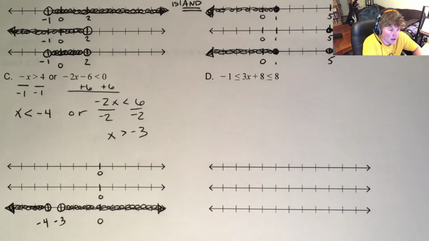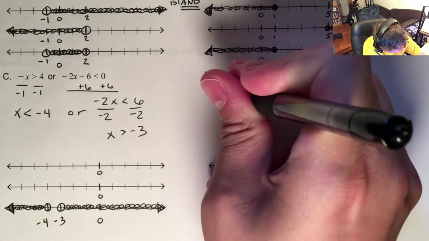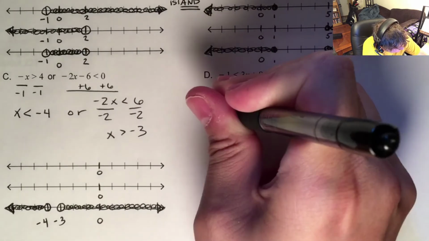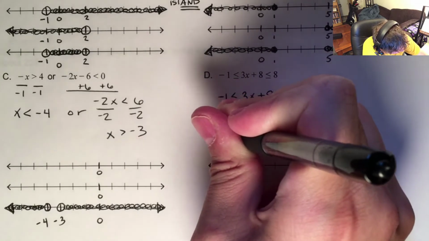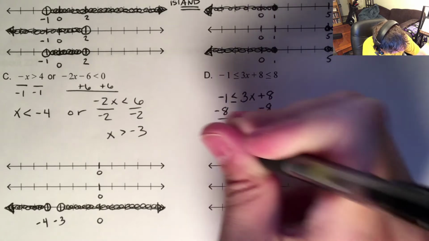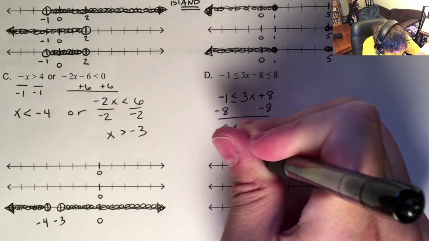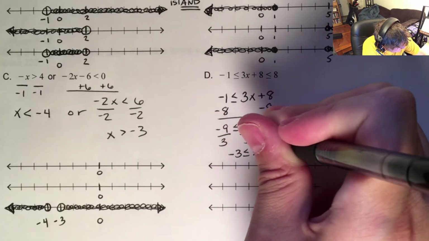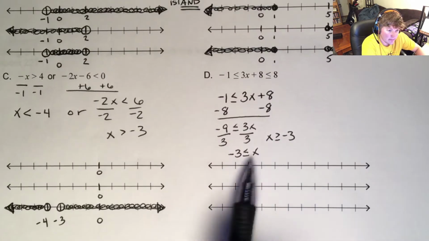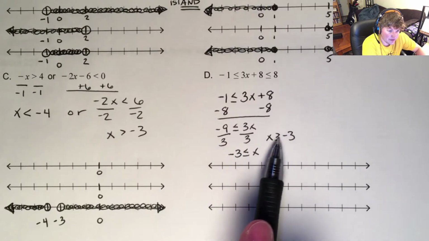I still prefer to split these up when I do these. So I'm going to split these up, but I'll show you a way where you don't have to split them up. Okay, so the first one, I'm going to write the first inequality like this. And then I'm going to subtract 8 to get -9 is less than or equal to 3x. And then divide by 3 to get -3 is less than or equal to x, which is the same statement as x is greater than or equal to -3, right? I can flip my inequality around as long as I flip the sign with it.